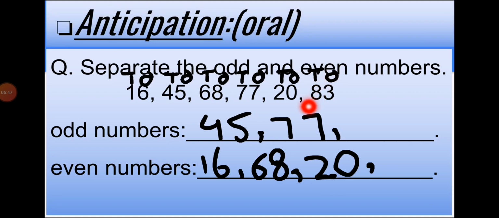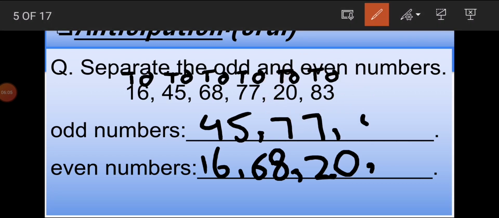Now the last number, 83. 3 is on the ones place and 3 is an odd number. We cannot put it into equal parts, pairs of 2. We cannot exactly divide 3 into pairs of 2, and there is always one remainder. So 3 is an odd number, so whole number 83 is an odd number. We put it in the odd number list.